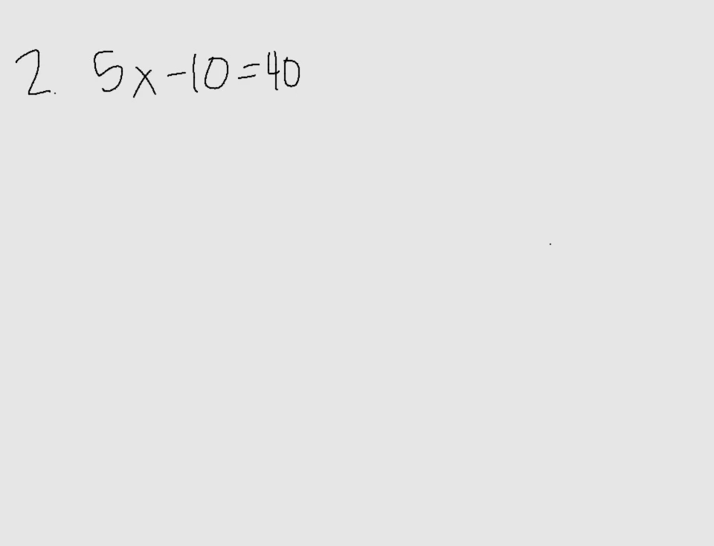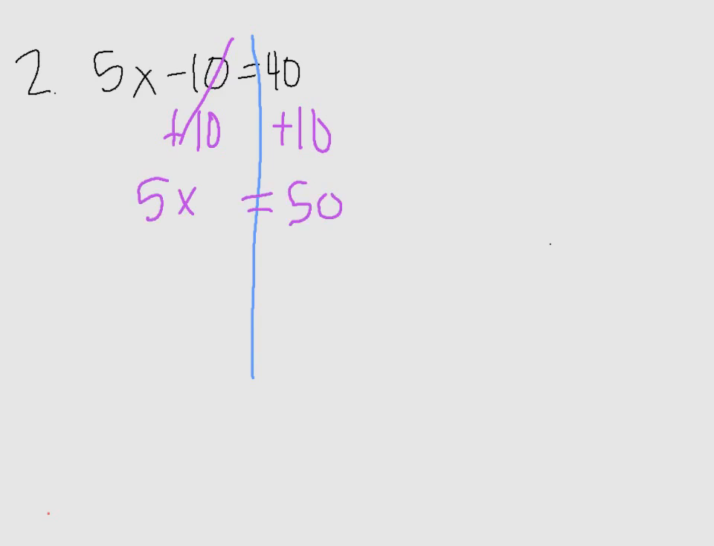Go ahead and try this one, which is 5x minus 10 equals 40. Pause the video and check your answer. I find my variable, which is my x, and with it right now I have my 5. So I need to work away from that. In order to do that, I need to get rid of the minus 10. The inverse of minus 10 is plus 10. Whatever I do to one side, I have to do to the other. My 10's will cancel and I'm left with 5x equals, and 40 plus 10 is going to be 50.